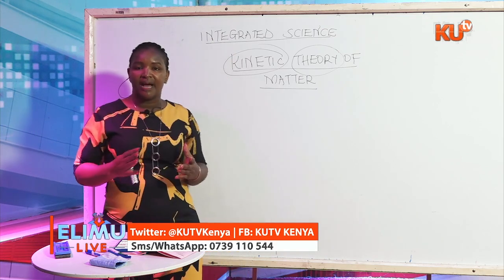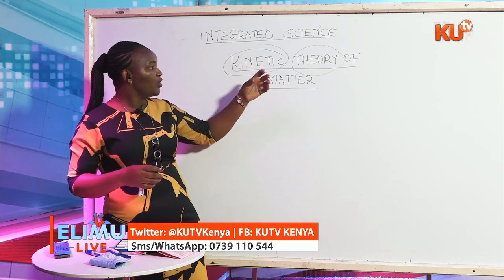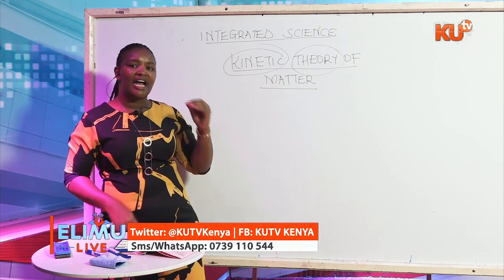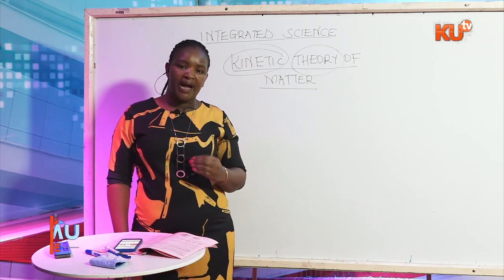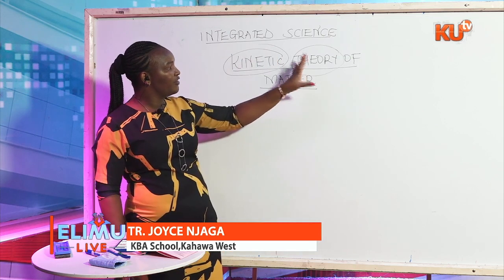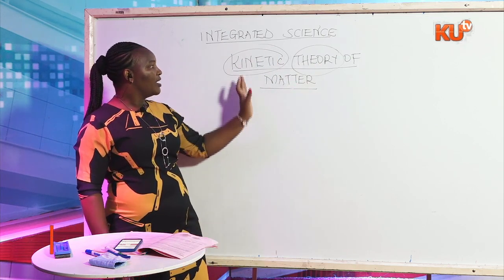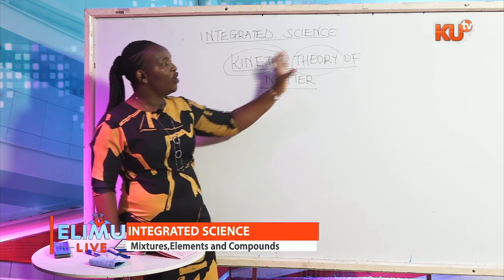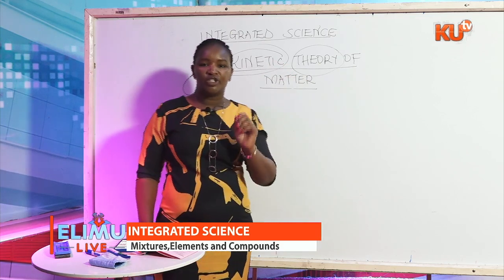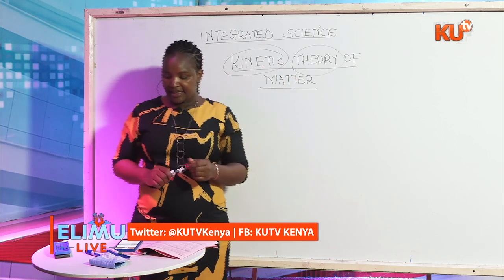Now that we understand the terms that have been used in our subtopic, we already defined matter, meaning we already know what matter is. Just to remind us, matter is anything that has mass and occupies space. Now we know the definition of kinetic, the definition of theory, and the definition of matter. Now, let's get to the definition of the whole thing. When we talk about the kinetic theory of matter, what are we talking about? And that brings us to our next slide.